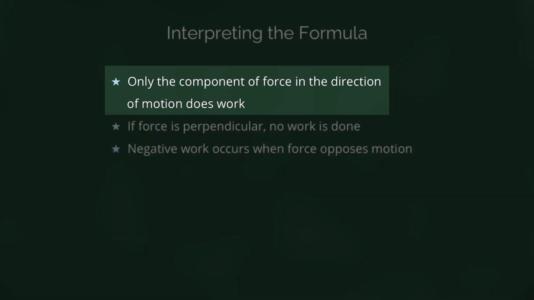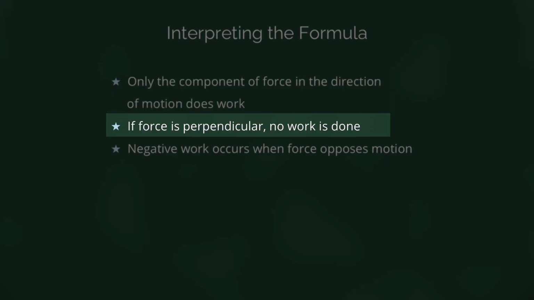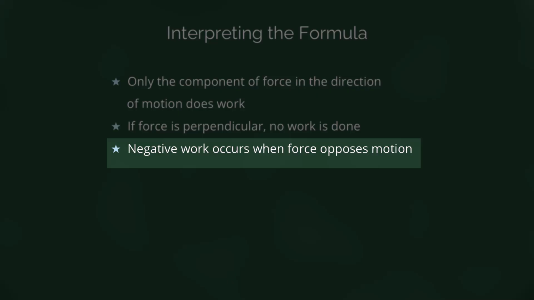First, we can see that only the component of force in the direction of our motion is contributing to work. If a force is perpendicular to the direction of motion, then no work is getting done. And because vectors that go in opposite directions produce a negative dot product, we can see that negative work is going to occur when a force opposes our direction of motion.